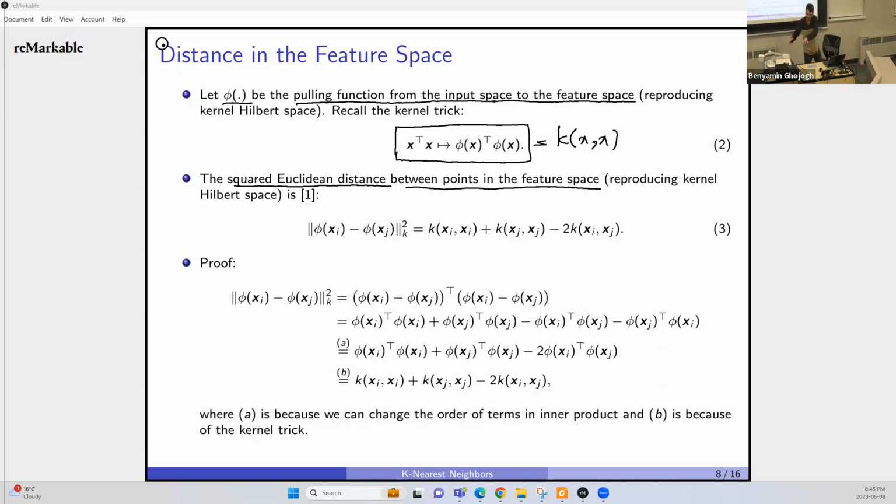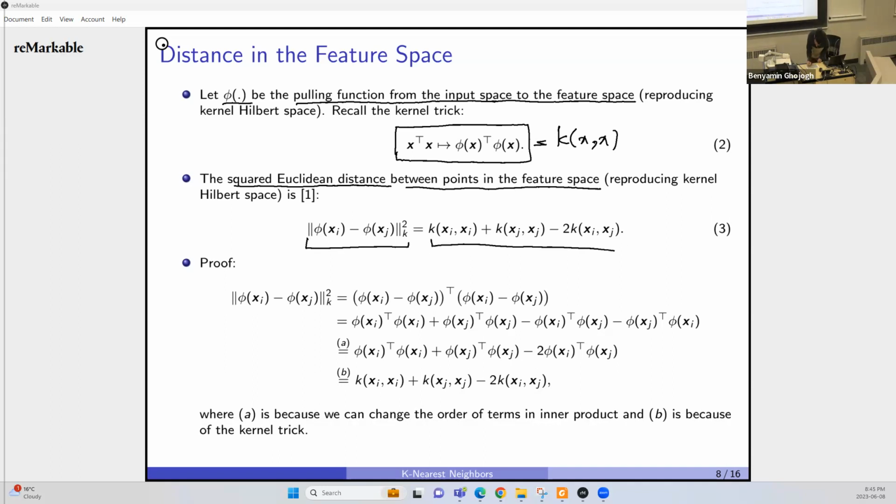However, now after pulling to the feature space, I want to calculate the distances in the feature space. Interestingly, we will see now that the Euclidean distance in the feature space can be written as an inner product of pulled data. Therefore, it can be written purely as kernel functions. Do you agree this is the Euclidean distance? This is the squared distance between phi xi and phi xj, right? We usually don't know phi, but let it be a hypothetical phi, okay?